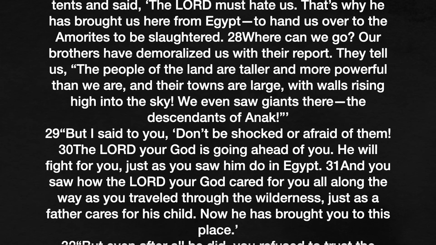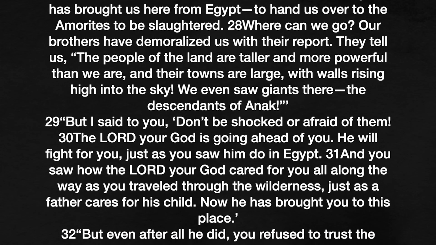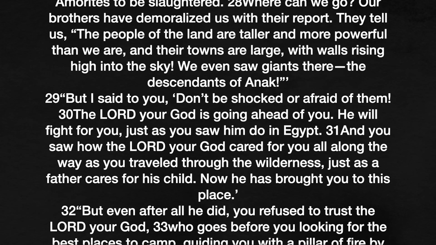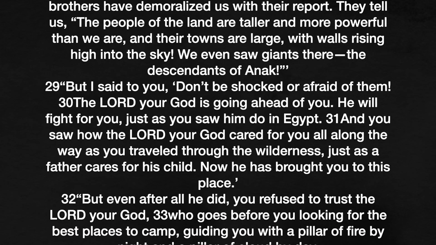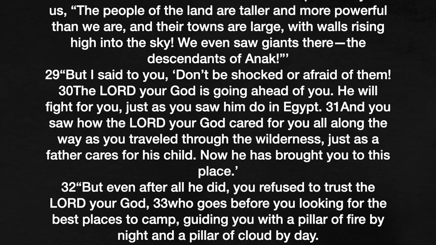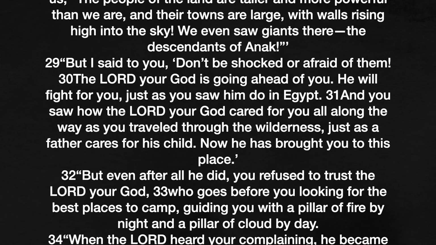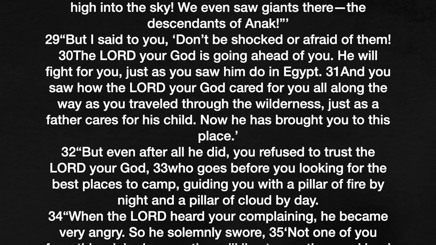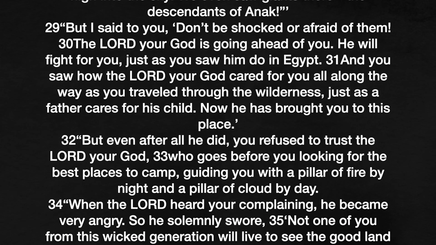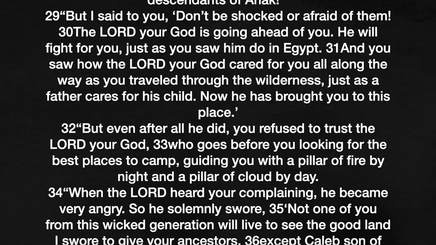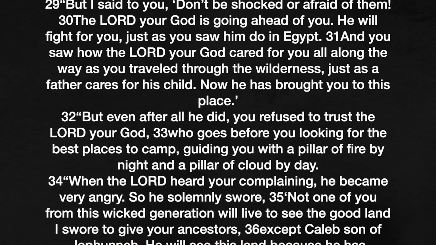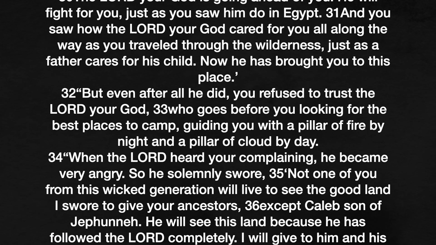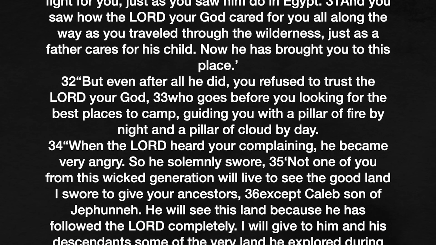But I said to you, 'Don't be shocked or afraid of them. The Lord your God is going ahead of you. He will fight for you, just as you saw Him do in Egypt. And you saw how the Lord your God cared for you all along the way as you traveled through the wilderness. Just as a father cares for his child, now He has brought you to this place. But even after all He did, you refused to trust the Lord your God, who goes before you looking for the best places to camp, guiding you with a pillar of fire by night and a pillar of cloud by day.'